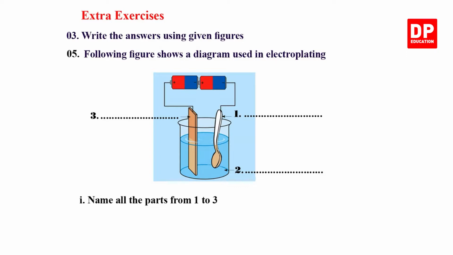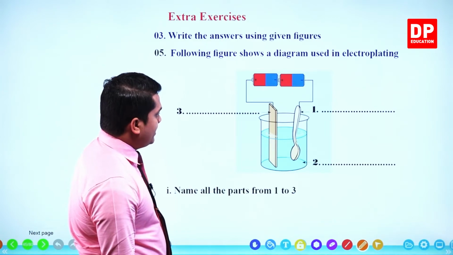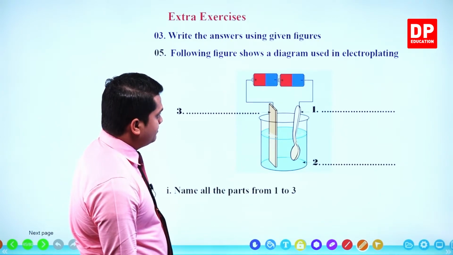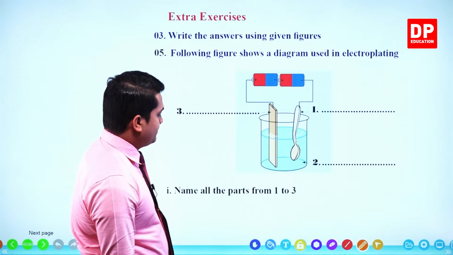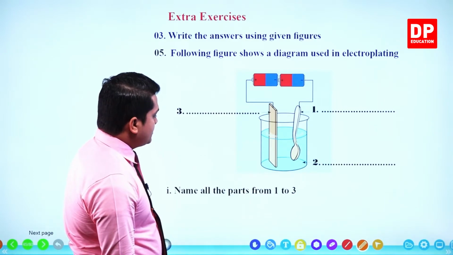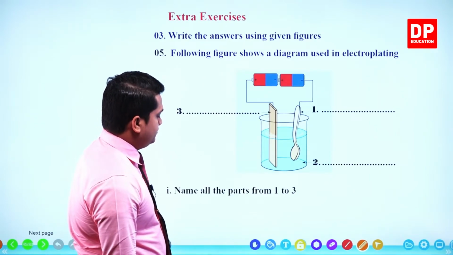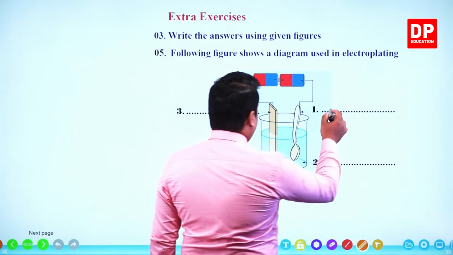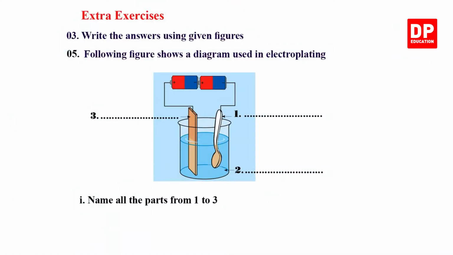So question number 5. The following figure shows a diagram used in electroplating. Now in the electroplating process, the diagram which is being used here is given. Name all the parts from 1 to 3. So number 1, it's quite obvious by looking at this that it is a spoon.